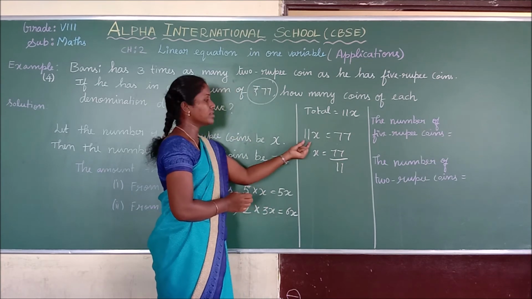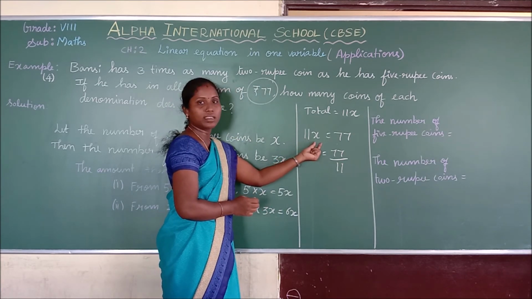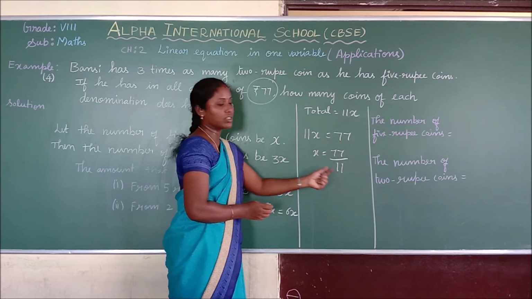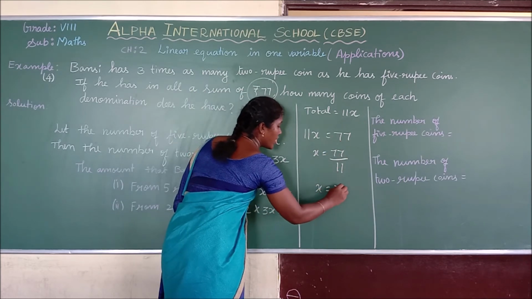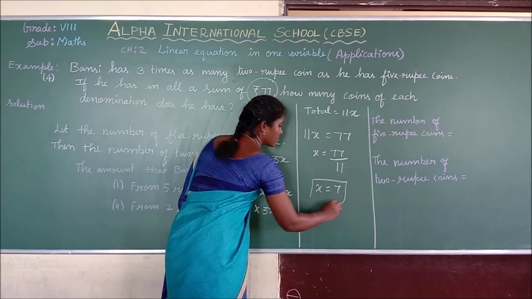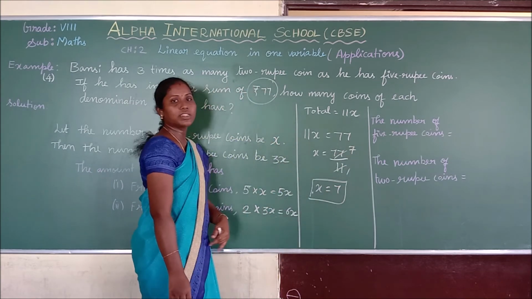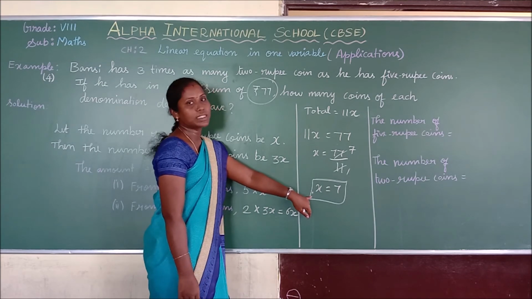Yes, because 11 is multiplied with x. Here, if it goes to the left side of the equation, it is under division. So x is equal to, what is the value of x? 7. Because 7 times 11 is 77. So we got the value of x is equal to 7.